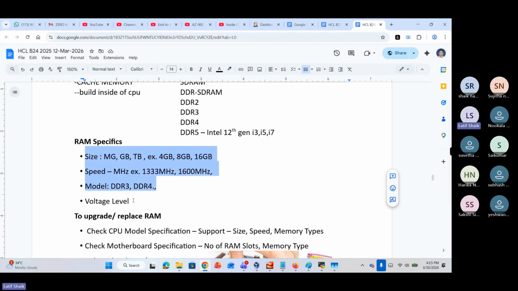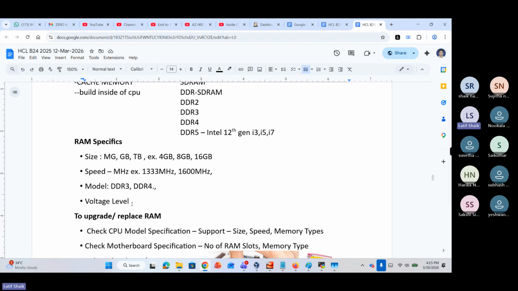Check the model and the voltage level. Different RAMs have different operating voltages. Some RAMs are 1.5 volts, some are 3 volts. 3 volts means high voltage, 1.5 volts means low voltage RAM. Mostly, laptop RAMs are low-voltage RAMs. So when you look at the RAM, check the total size of the RAM, the speed of the RAM, the clock speed, the model of the RAM and the voltage levels.